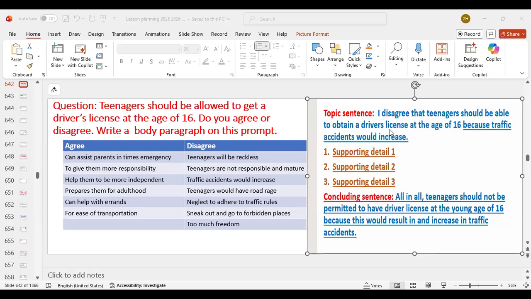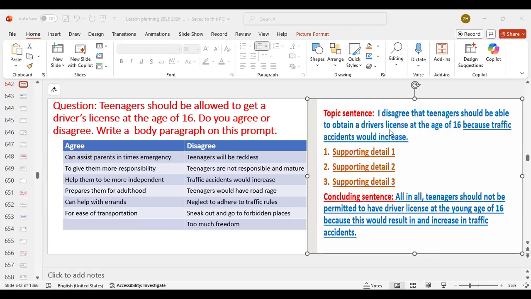Okay, so I disagree that teenagers should be allowed to get a driver's license at the age of 16 because they would neglect to adhere to traffic rules. At the age of 16, teenagers are reaching the age of maturity and are also still in school.